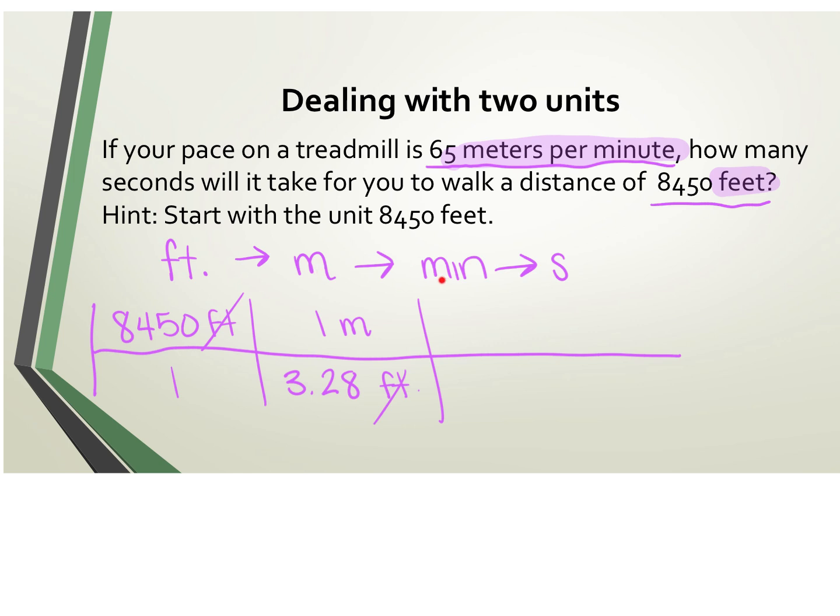Now we're in meters and we have to get to minutes. That's where we're going to use this number. How many meters do you go per minute? When it's per minute, what quantity does per mean? 1. If meters is up top, the unit has to go on the bottom. Meters, and you're going 65 meters. Then per minute is for every 1 minute.